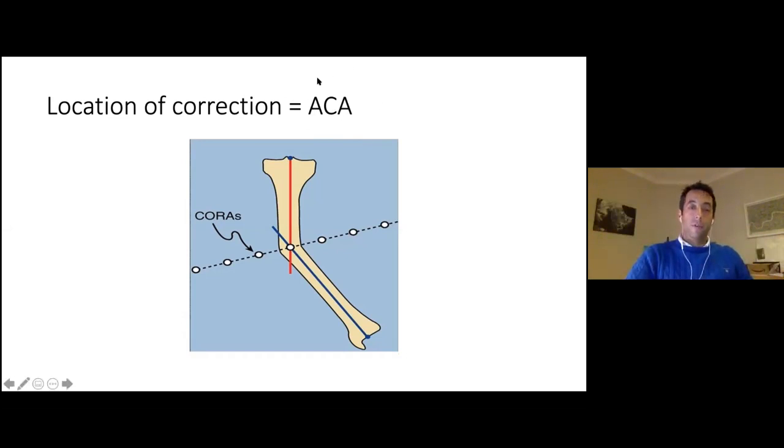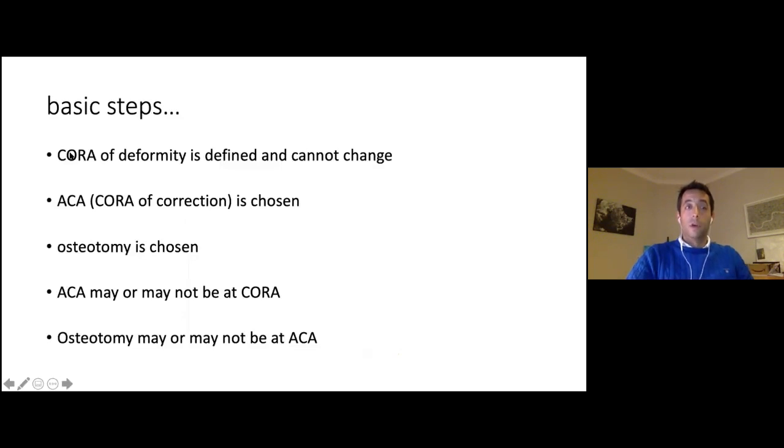The apex of correction of angulation is broadly, in many ways, the location of where you choose to pin your correction about. So where you choose to make your hinge to correct your deformity. The CORA is defined. You can't change the CORA. The CORA is defined mathematically. You can choose your point of rotation for your correction. That's not the same as the CORA.